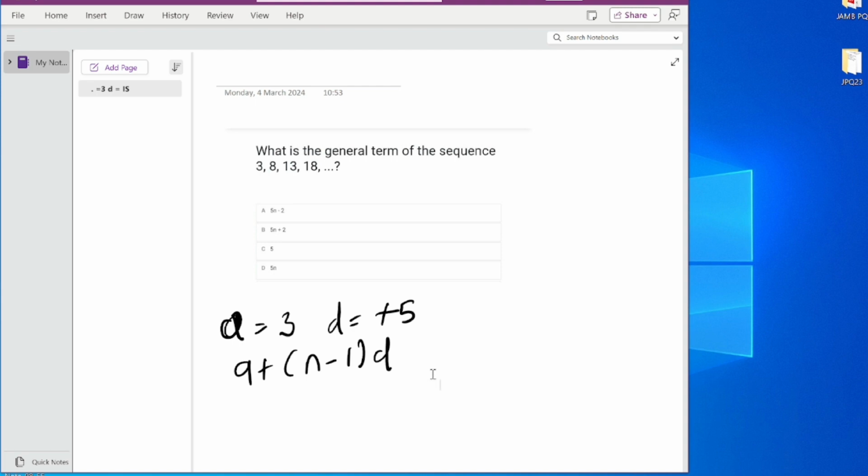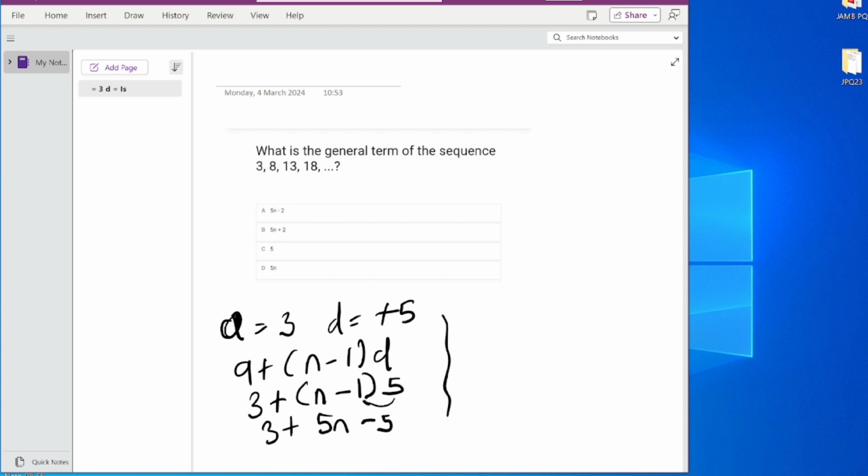So for us to create the general term for the sequence, your a is 3, plus your n, which is still n, and your d is 5, or plus 5. Next, you open the bracket and multiply the n and the minus 1 by 5, so n times 5, then 5 times minus 1. We therefore have 3 plus n times 5, that's 5n, then minus 1 times 5, that is minus 5.